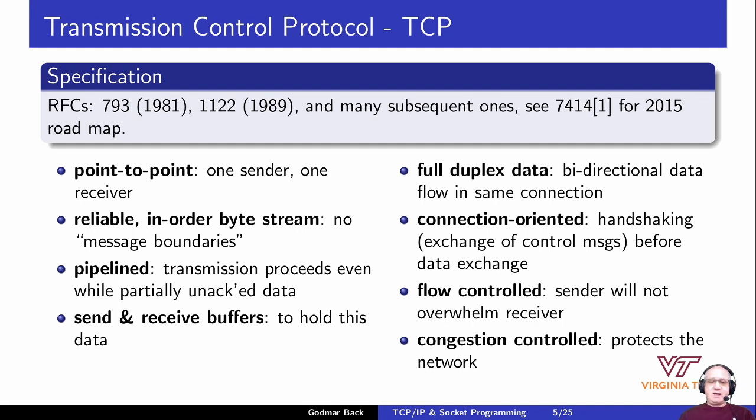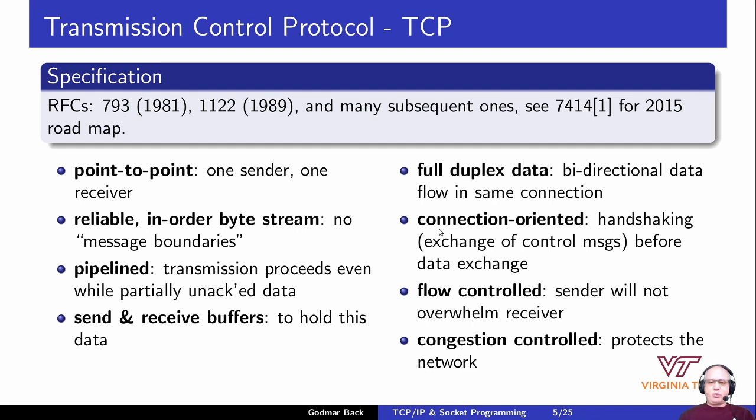So this data that has been sent but not yet acknowledged needs to be buffered by the sender. And so there are send buffers to accomplish this. This data that is in progress is buffered in case it has to be retransmitted. And there are also receive buffers, where a TCP receiver can receive data even though the application has not yet asked for it. So there's buffering at the sender and at the receiver.